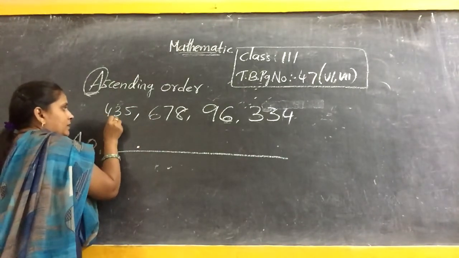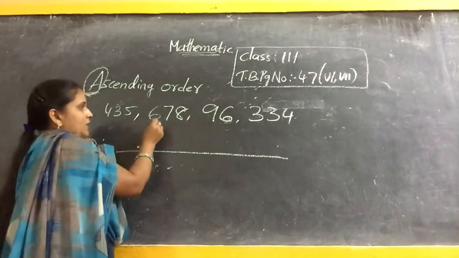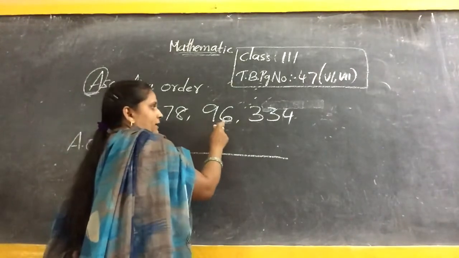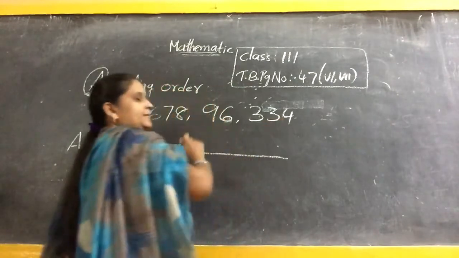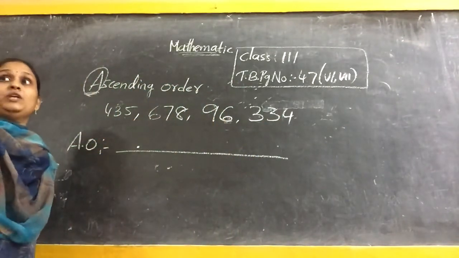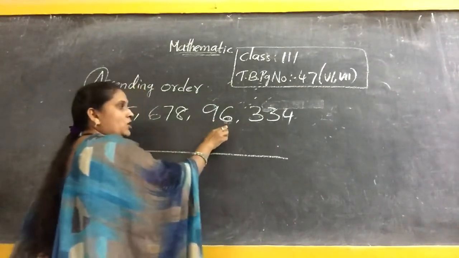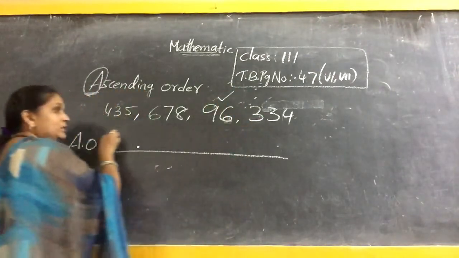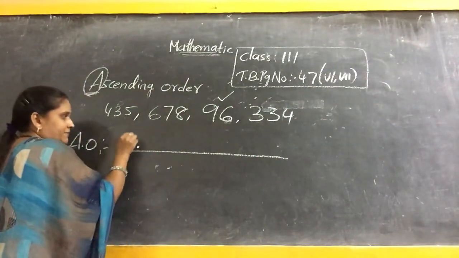Count 1, 2, 3. 3 digits are there in the first number. Next also 1, 2, 3 digits are there. Next, what is there? 1, 2 digits. And then 1, 2, 3 digits are there. Now, after comparing these, in which number are 2 digits there? Yes, 96. So this 96 is the small number compared to these 3-digit numbers. Okay, so write 96 first.